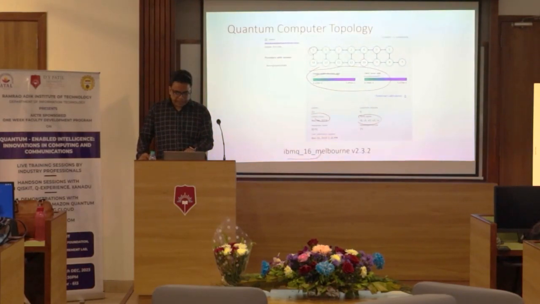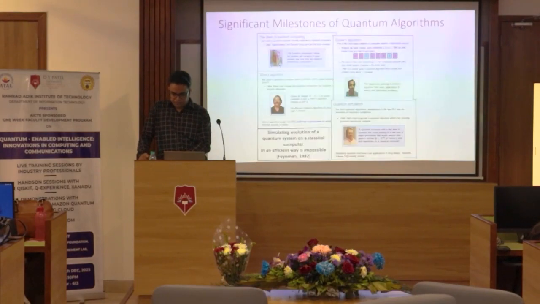So see here, you can have access to them, and you can do programming on the quantum computers available on Chrome. These are the breakthrough or milestone quantum algorithms.